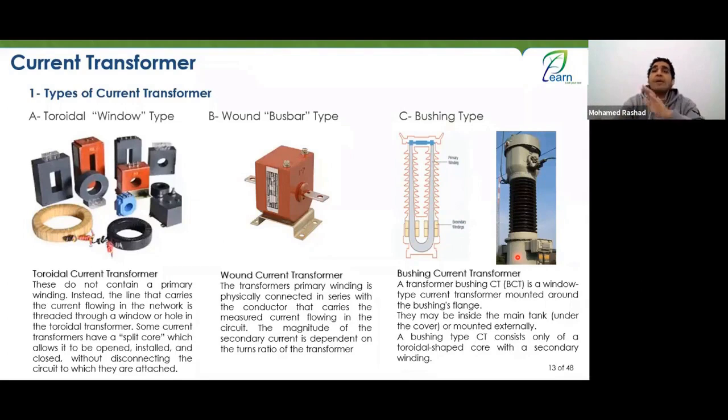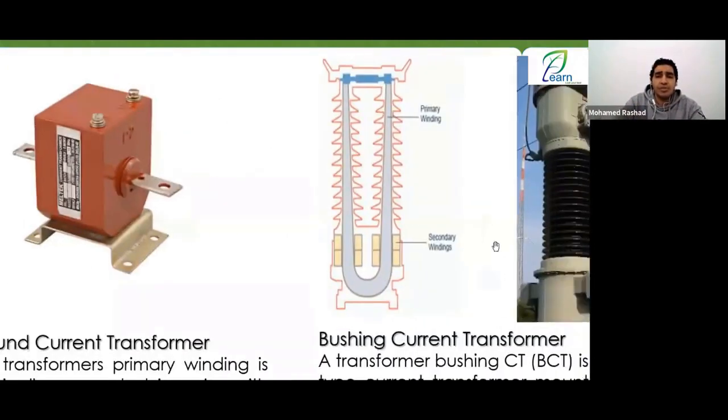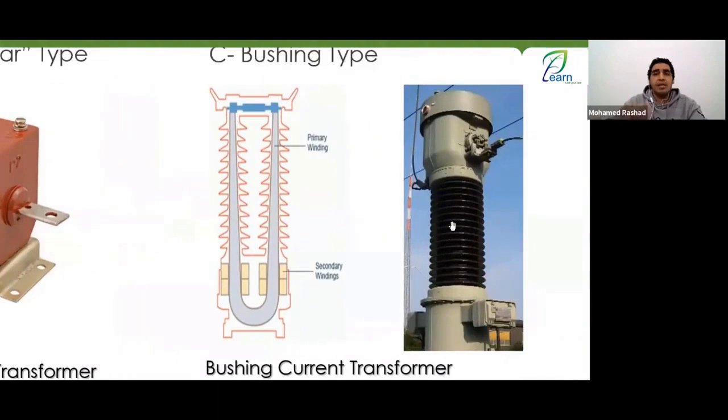It's just like a window type CT. As I told you, it is installed here, and then the current transformer is on the bushing. This is the shape of the bushing that you saw, or like the one I drew, which is in black or red on the transformer. Like this one here, for example, this is the bushing.